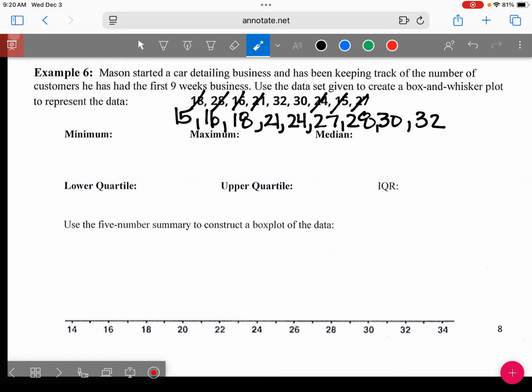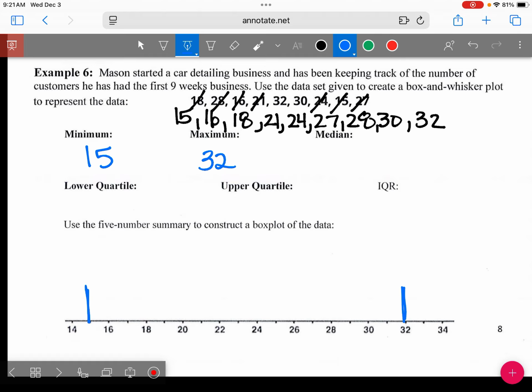All right, so after I put them in order, this was my new list. The lowest number was 15. I'm gonna go ahead and make me a line at 15. The highest number is 32. Let me make me a line at 32.